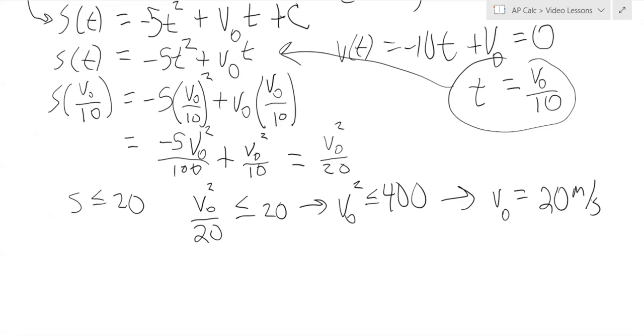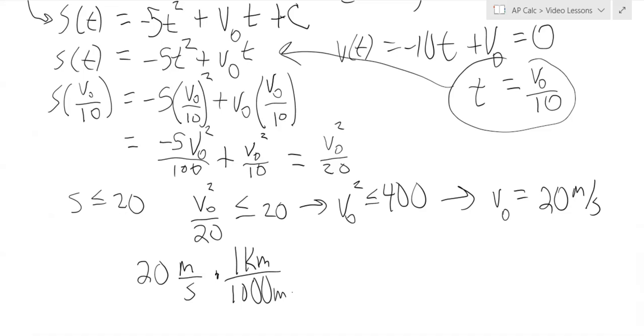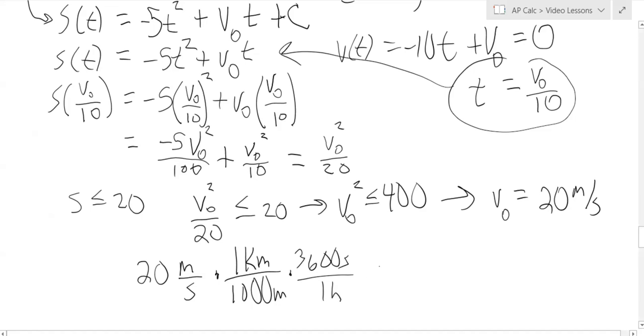we just need to do the conversion. So 20 meters per second times 1 kilometer for 1,000 meters. So I'm just converting the number into kilometers per second. And then we're going to change those seconds into hours. So 3,600 seconds over 1 hour. All right, so that's going to give us 72 kilometers per hour.